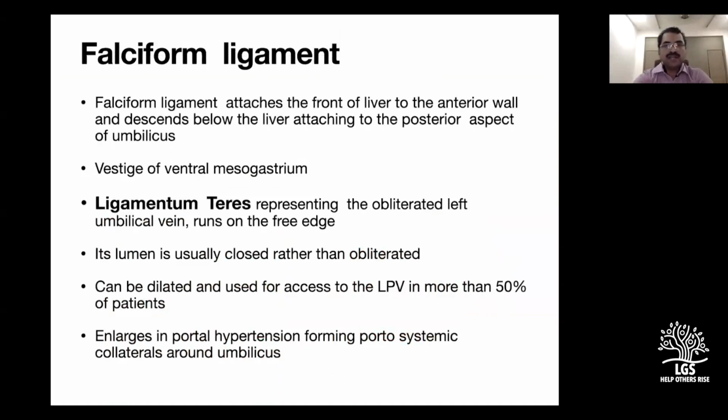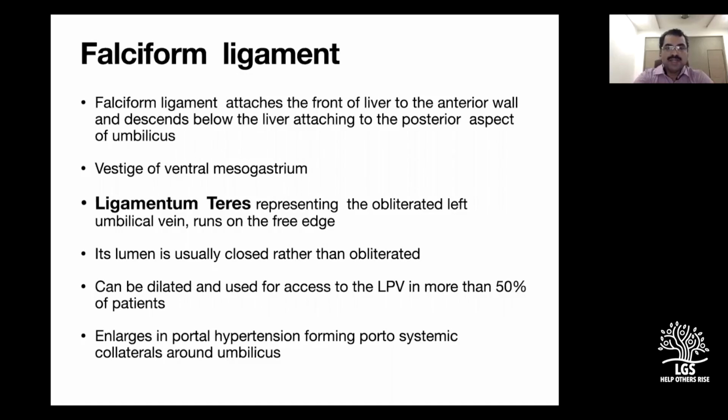The falciform ligament attaches to the anterior surface of the liver, and it extends from the upper part up to the umbilicus. And it actually represents the vestige of the ventral mesogastrium. And the lower border has the ligamentum teres. It represents an obliterated left umbilical vein, which runs on the free edge.